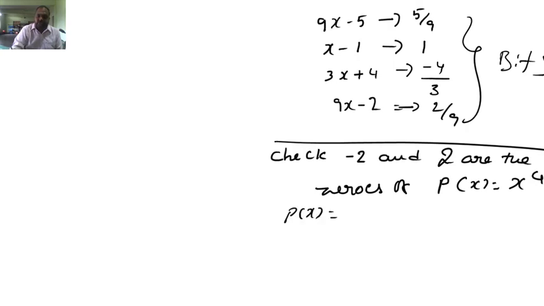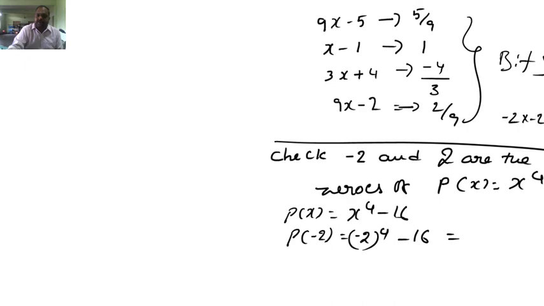Let p of x be the polynomial x power 4 minus 16. If you substitute, p of minus 2 is minus 2 whole to the power of 4 minus 16. Minus 2 power 4 means minus 2 into minus 2 into minus 2 into minus 2, 4 times. It will become plus 16. Minus into minus is plus, plus into minus is minus, minus into minus is plus. The power 4 is an even number, so the answer must be plus 16 minus 16, that is equal to 0. So we are substituting minus 2 instead of x, and we are getting 0. So minus 2 is a zero of the polynomial.